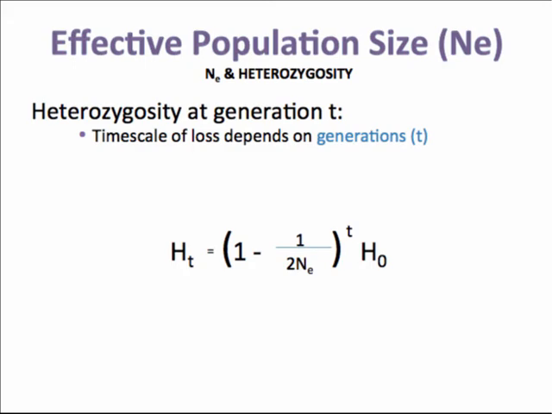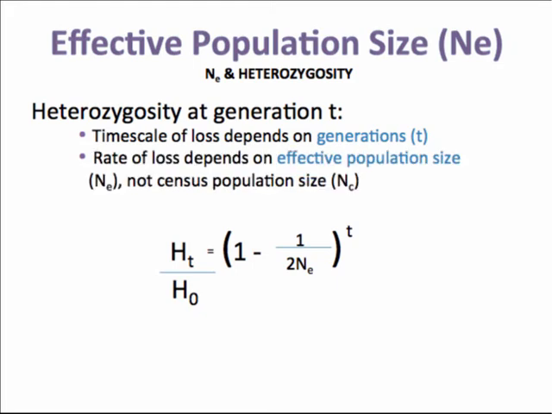And when we look at this equation, if we take this H0 and we move it around and put it on the other side, we end up looking at the rate of the change in heterozygosity, and then we can calculate that, so the change in heterozygosity. And another important thing I want to mention is that this rate, or this change in heterozygosity, depends on the effective population size here, not the census population size.